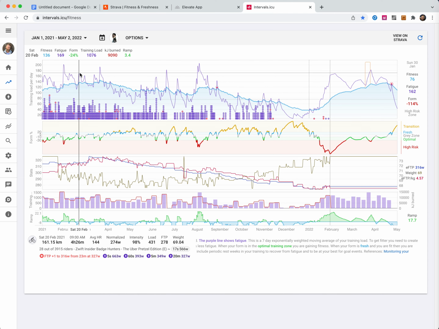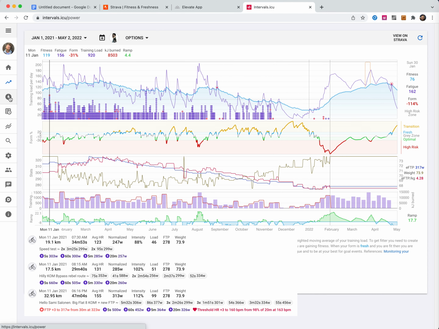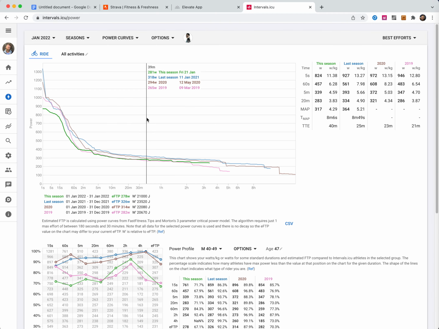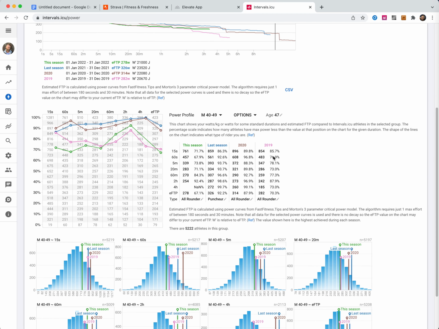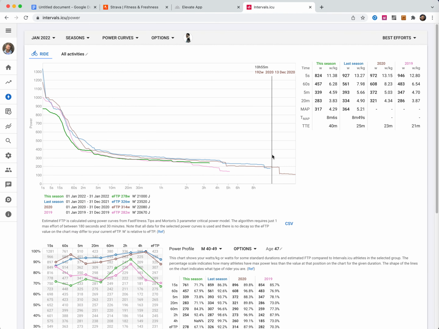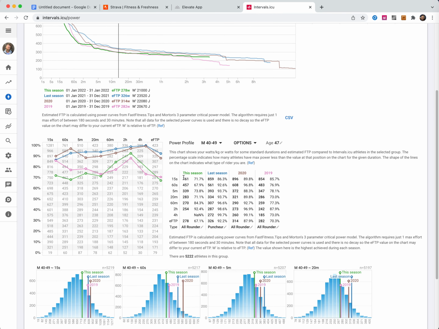One of the other really nifty tools with Intervals.icu is power comparison. Well, you're probably familiar with these power graphs, like how are you doing? What's my peak 10-minute power in this season? 303 watts. But last year I was able to hold 347 watts for 10 minutes, right? But is that good? Is that bad?